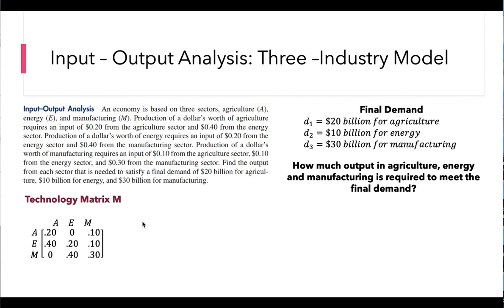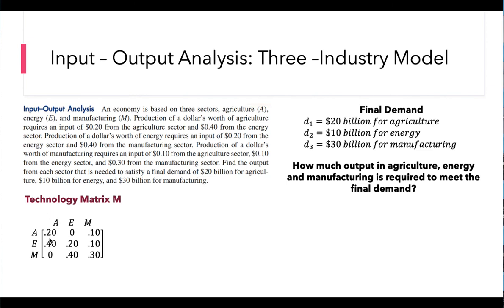So I've labeled my technology matrix. The columns are labeled A, E, and M. A for agriculture, E for energy, M for manufacturing. Now remember, it's how much agriculture is required to create $1 worth of agriculture? Well, we're going to read that from the problem. A production of $1 worth of agriculture requires an input of 20 cents from agriculture, 40 cents from energy. It only mentions agriculture and energy here. There's no mention of anything from manufacturing needed to produce $1 worth of agriculture.